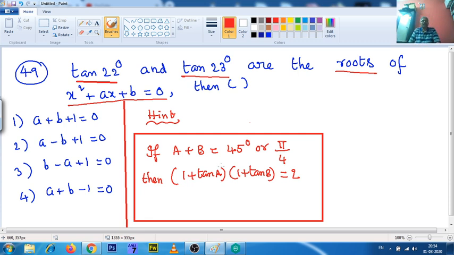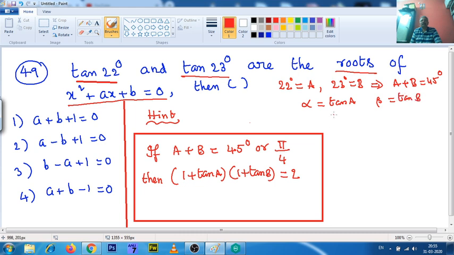So that means first of all we need to find the sum of the roots, tan 22 plus tan 23, next the product of the roots, tan 22 into tan 23, then we need to apply, because 22 plus 23 is nothing but 45. You see here now, let us say 22 degrees is a and 23 degrees is equal to b. Now what do you get? So a plus b equals to 45 degrees. Am I correct? So that means here alpha is equal to tan a, beta is equal to tan b.